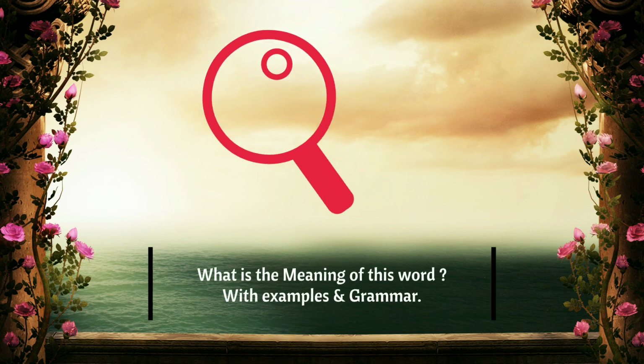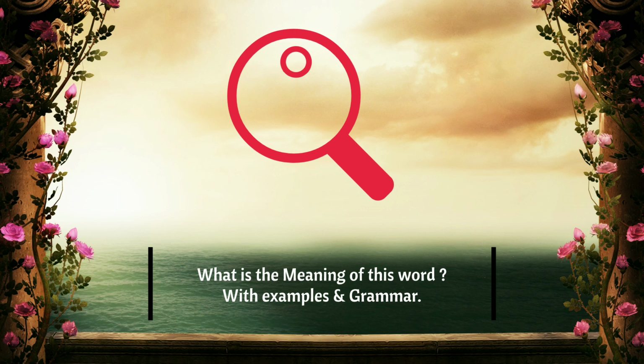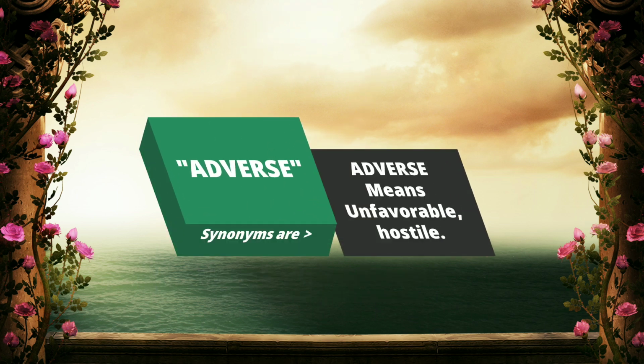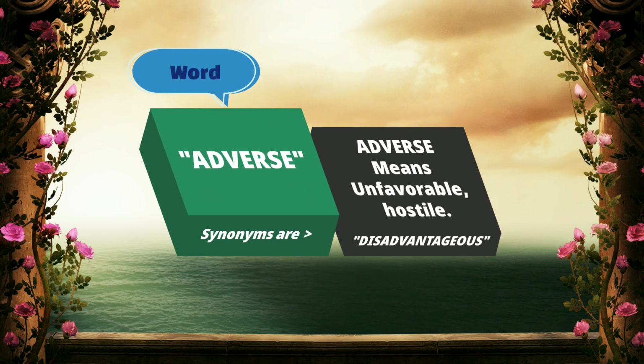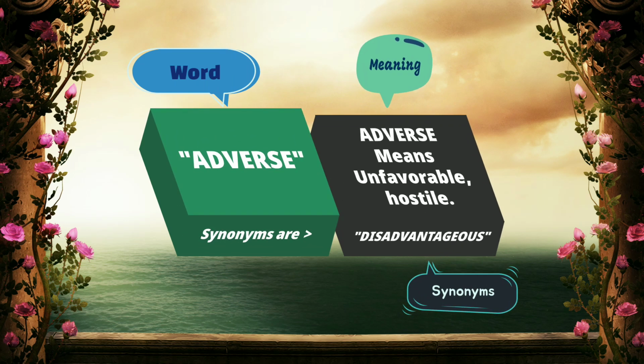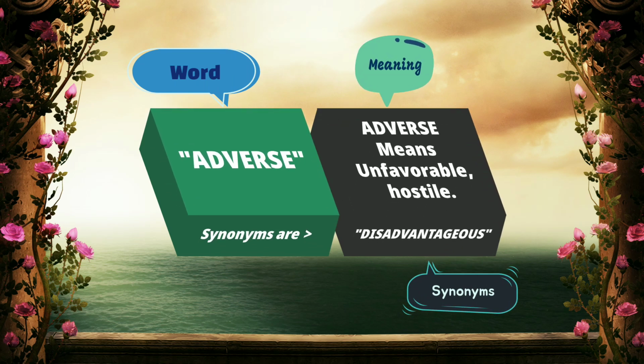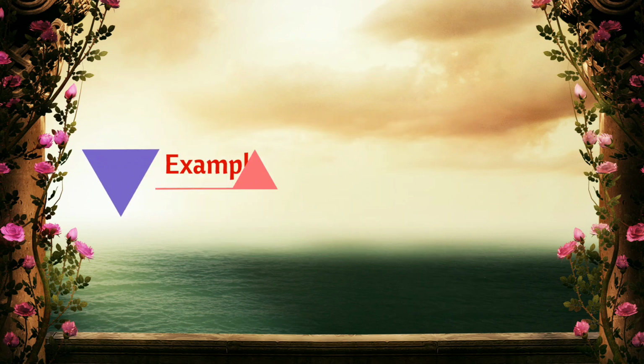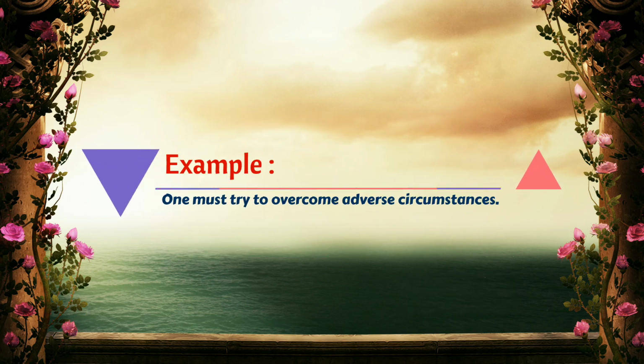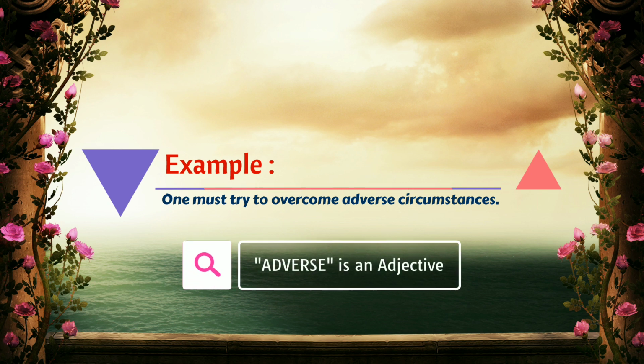Today we're going to look at the meaning of this word and an example with grammar. The word is adverse. Adverse means unfavorable, hostile. Synonyms of adverse are disadvantageous, dreadful. Example: one must try to overcome adverse circumstances.